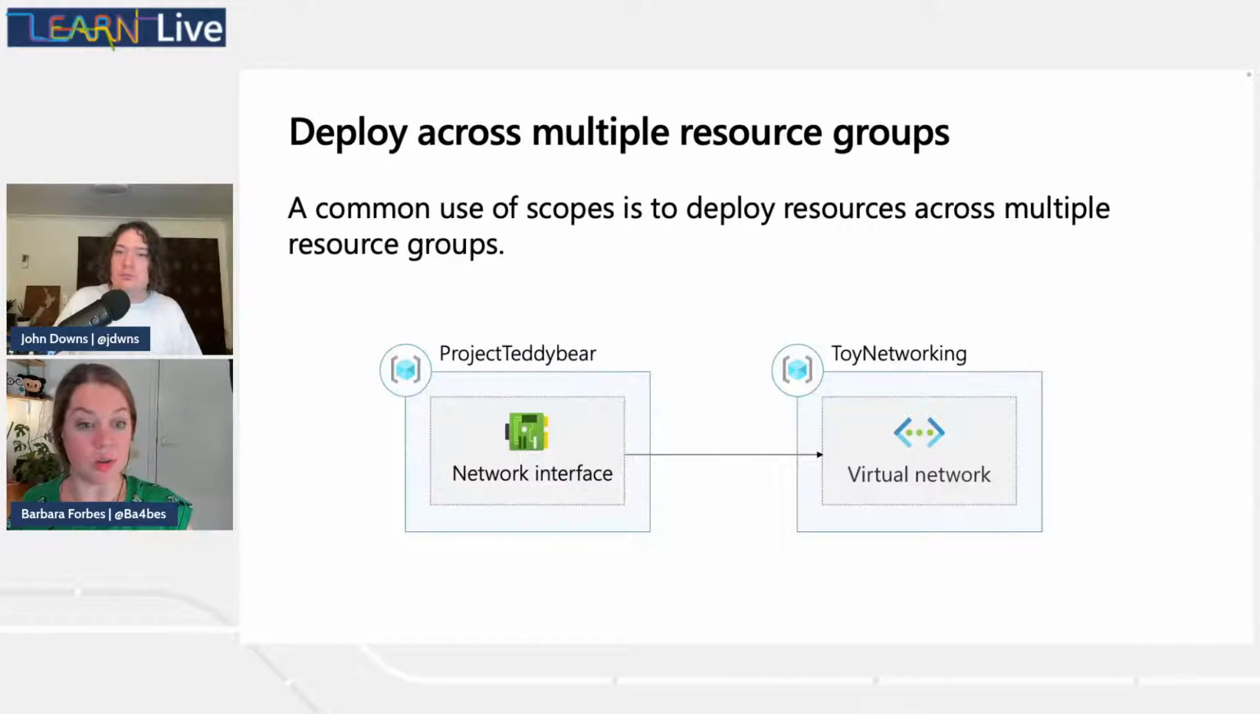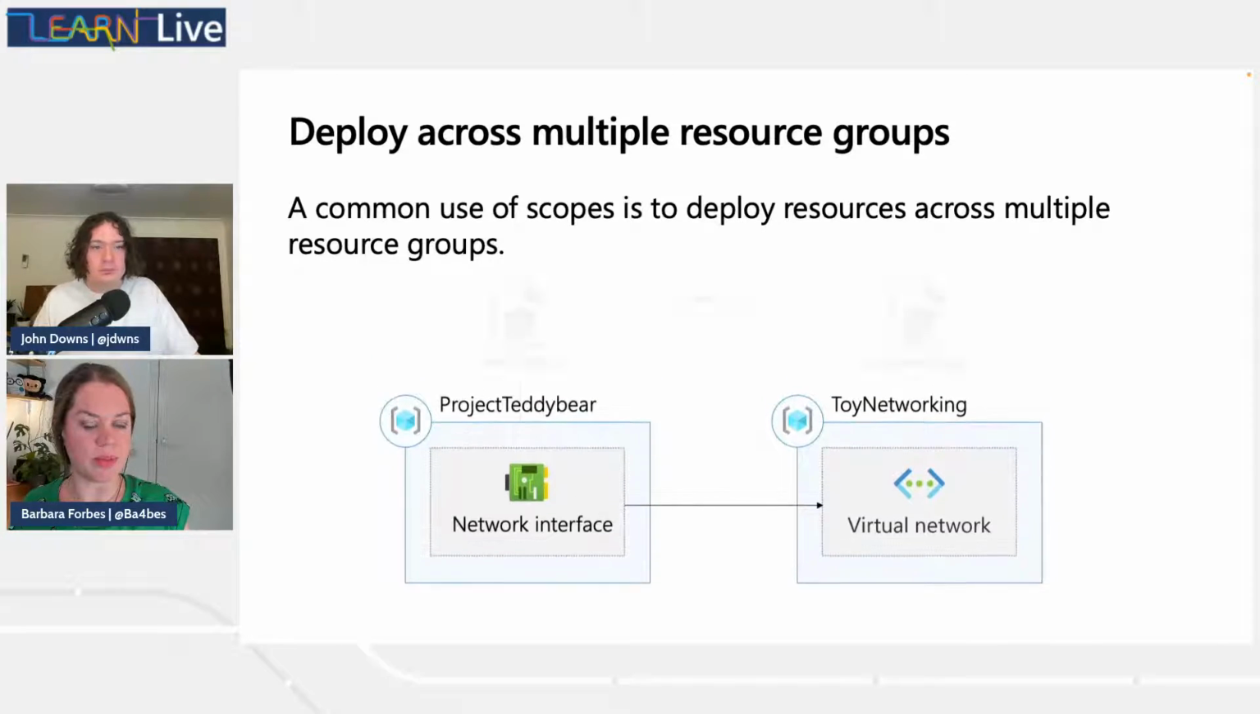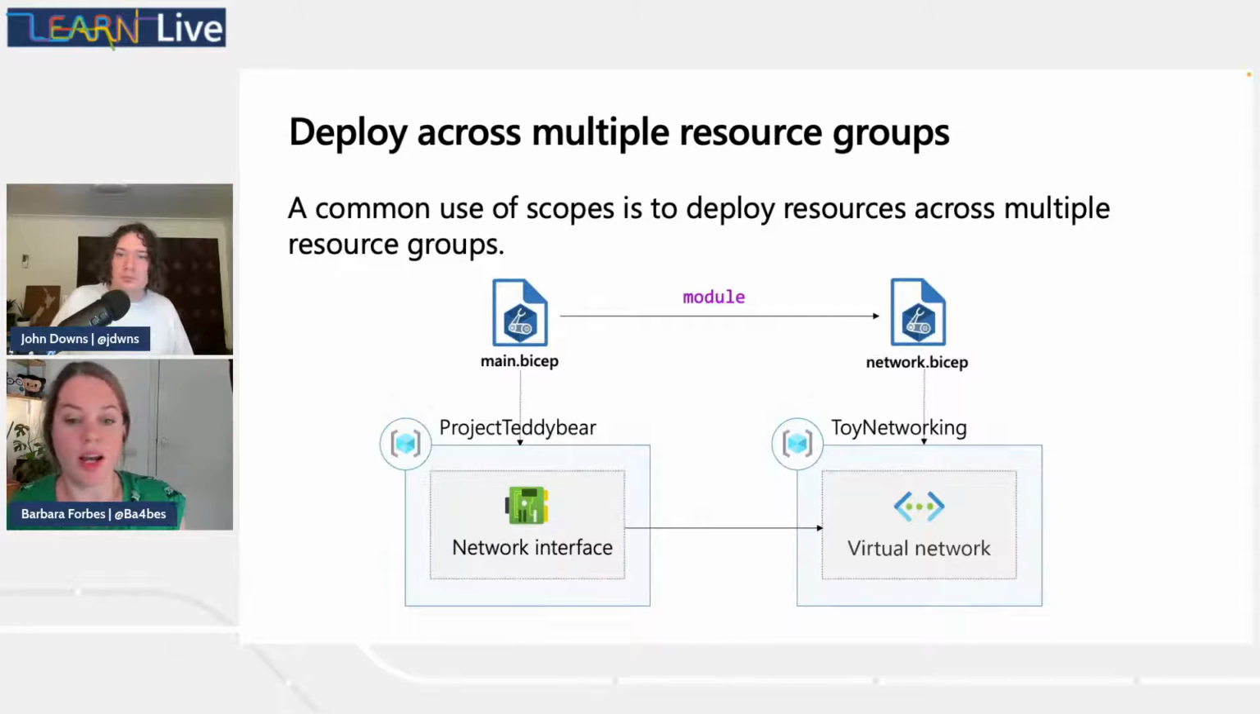So another one that we saw, what we just mentioned, was a network interface and a virtual network that both need to be deployed at the same time. So you want to deploy them from the same template, but they are both different scopes. And if we move over one slide, we'll see that you can use a module for that. So we have main.bicep, where we will define the network interface directly, which will be part of the project teddy bear resource group. And then we use a module called network.bicep, and we define the scope for that module to be the toy networking resource group.